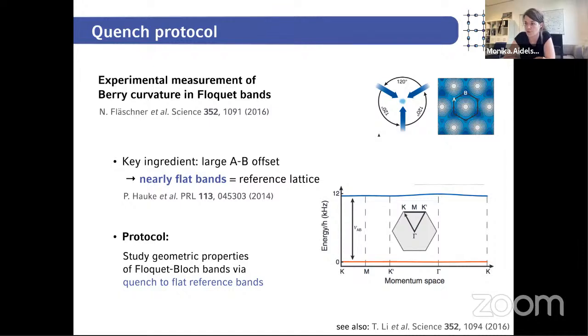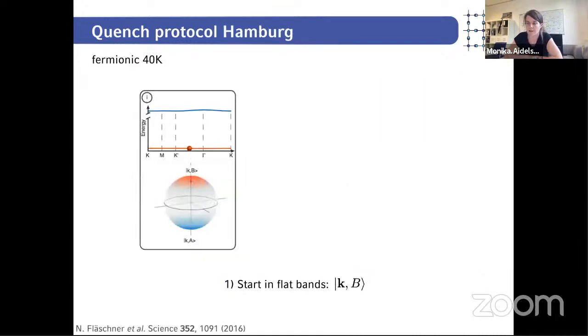Okay, so let's see how that works. Initially, there will be a very large energy offset, and the atoms are adiabatically prepared in the hexagonal lattice. So they will actually preferentially accumulate on the B lattice sites, and there will be nothing on the A sublattice sites. This is illustrated here. So you see the two flat bands. There's a red dot down here indicating that the atoms populate the lowest band.